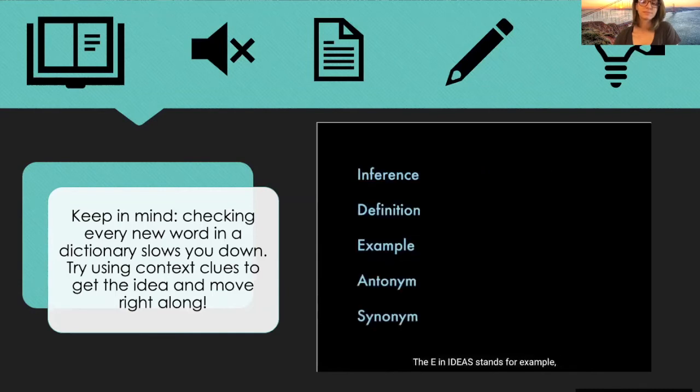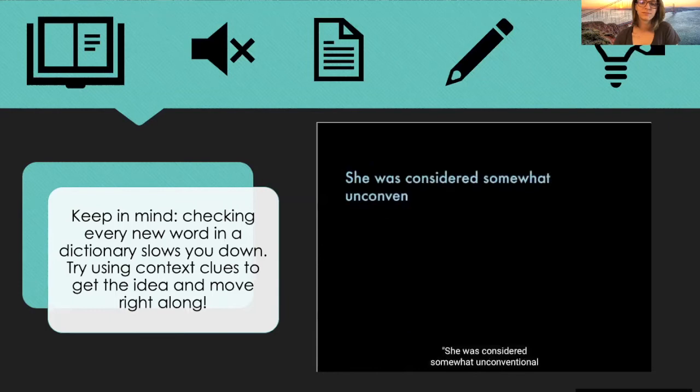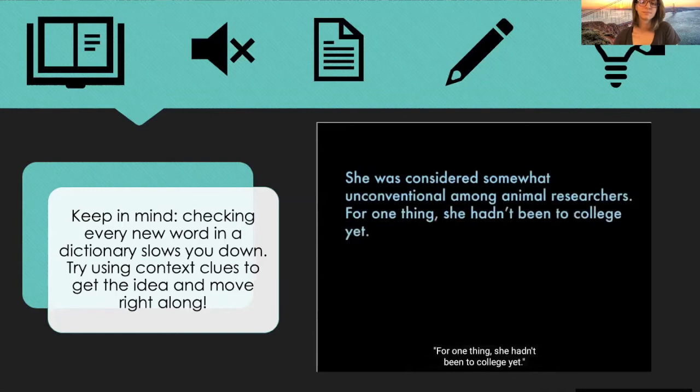The E in IDEAS stands for example. This is somewhere between inference and definition. If the author describes Goodall as unconventional, they'll go on to talk about something unconventional that Goodall did. She was considered somewhat unconventional among animal researchers. For one thing, she hadn't been to college yet. So this is very similar to that initial sentence, except for the transition phrase, for one thing, which is a way to set up examples.